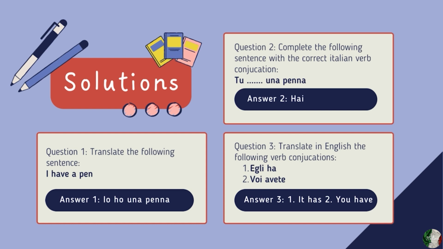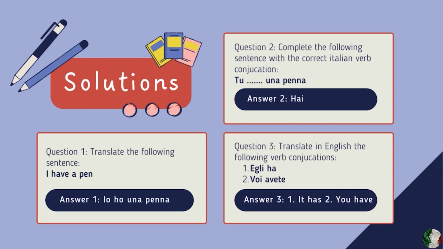Tu hai una penna. Obviously, here, as with the verb to be, there are no difficulties compared to the English side, where probably if you had to put the pronoun in front of it, you had to select which one you wanted. Here it's a bit easier because once you see tu, it's always hai in the verb to have, obviously.